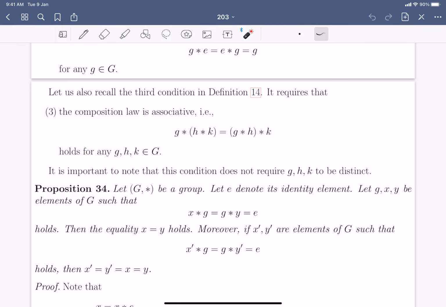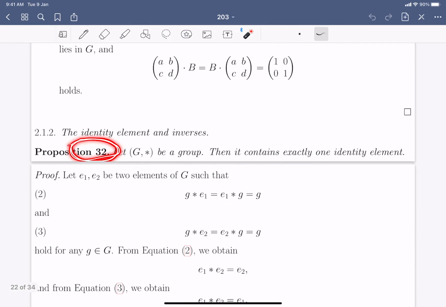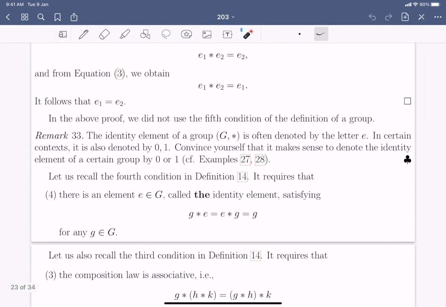We also talked about the inverse, or rather we tried to justify the usage of the article "the" while referring to the identity element. There is only one identity element. This is proposition 32: the group contains exactly one identity element, so this justifies the usage of the article "the" in the fourth condition of the definition of a group.